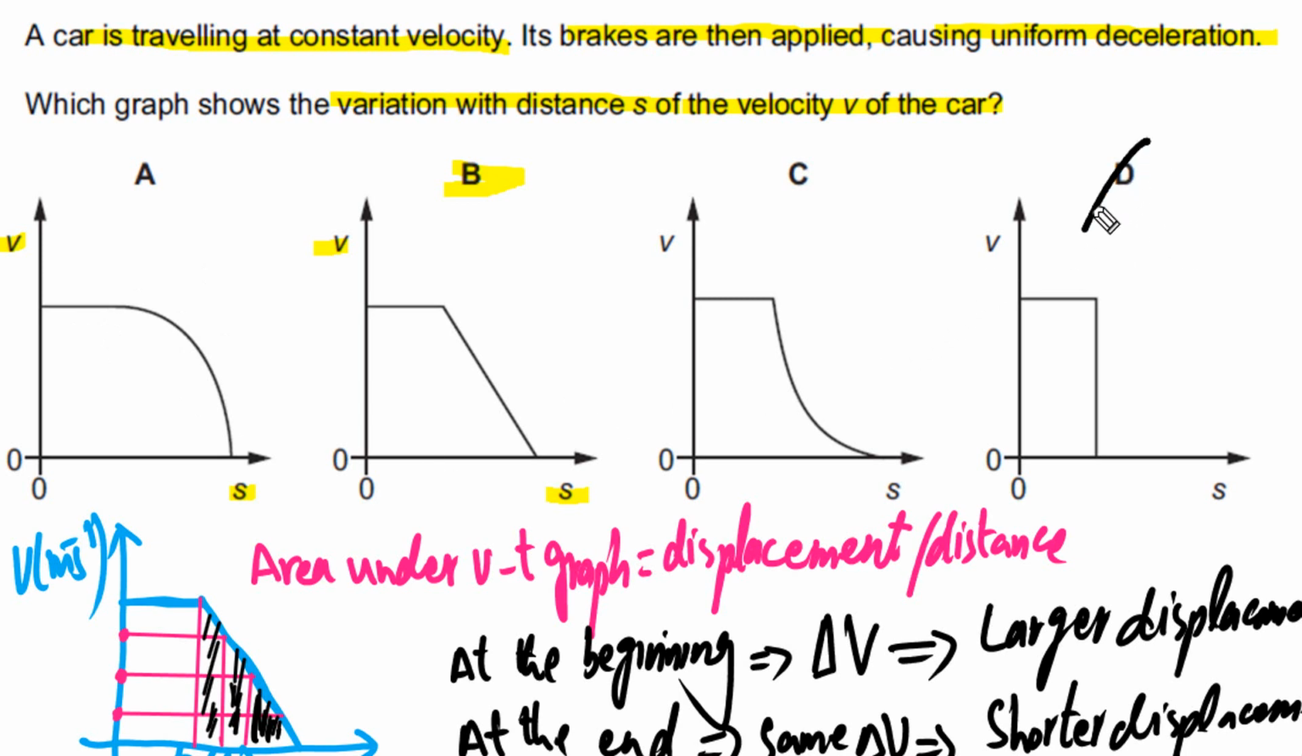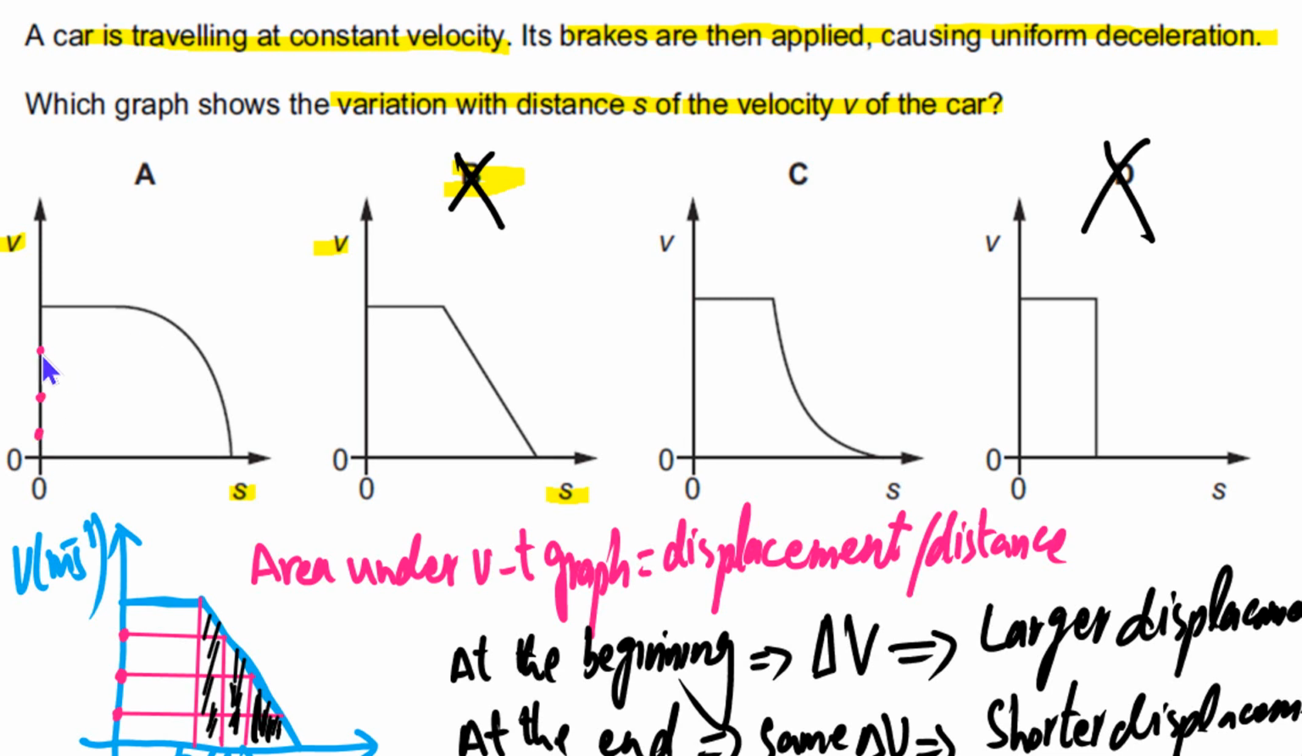So this is 100% not a possible answer. And this one we have already said is also not possible. So the answer can be A, or the answer can be C. Let's try to find out now. For the same delta V, we can find out here.